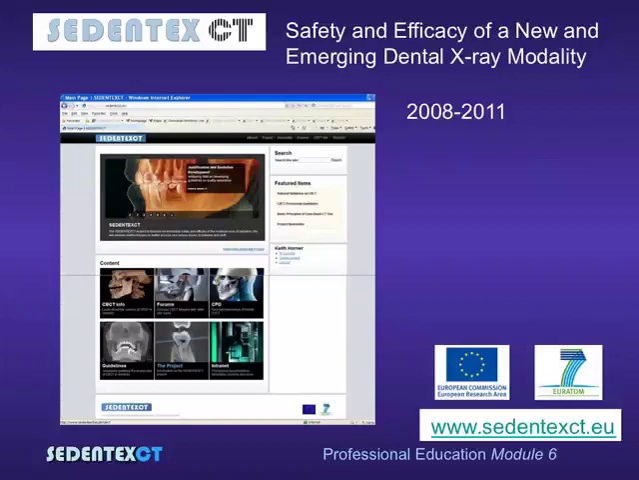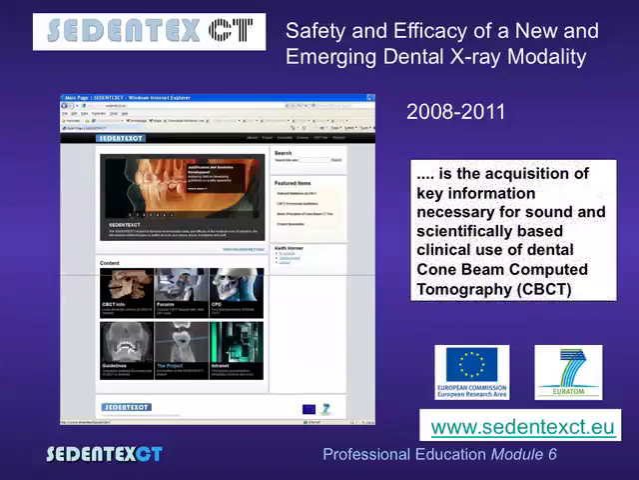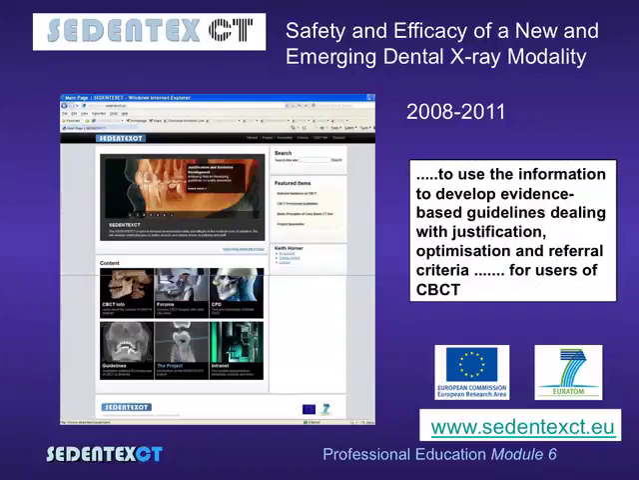In response to this, the Sedentex CT project was inaugurated in 2008. One of the aims of this project was the acquisition of the key information necessary for sound and scientifically based clinical use of dental cone beam CT. One of the objectives of the project was to use the information to develop evidence-based guidelines dealing with justification, optimization, and referral criteria for users of cone beam CT.